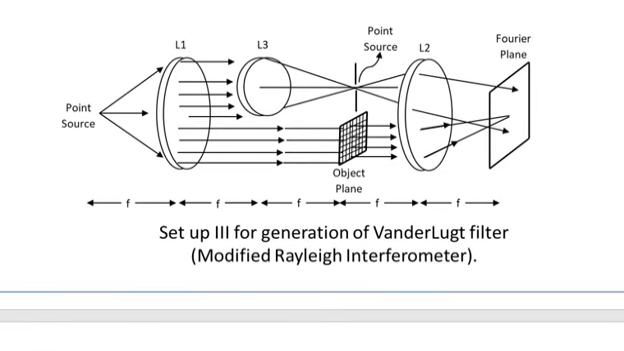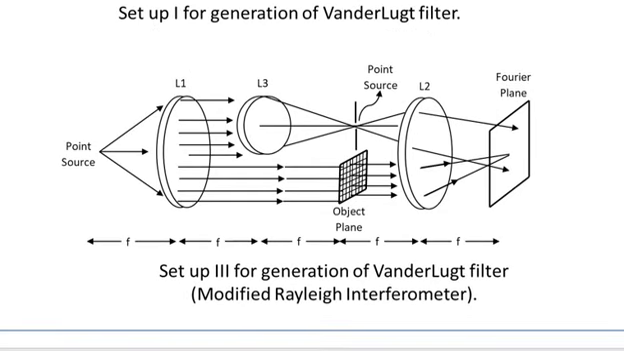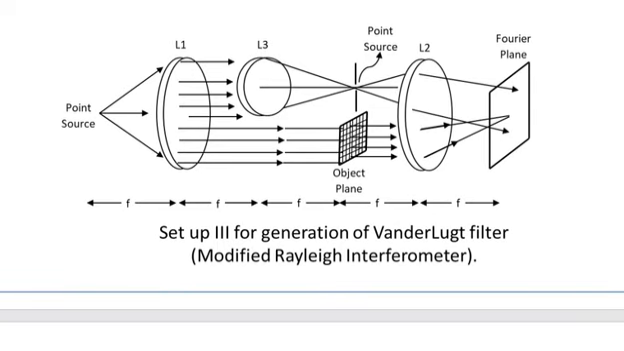So now let's move to setup number 3, for the generation of a Vander Lugt filter. This is actually a modified Rayleigh interferometer. Again you see that the point source is located at the front focal plane of the lens L1, and the lens L1 generates a plane wave after it. A part of the plane wave illuminates the object, and the object is located in this case at a distance 2f from the lens L1.